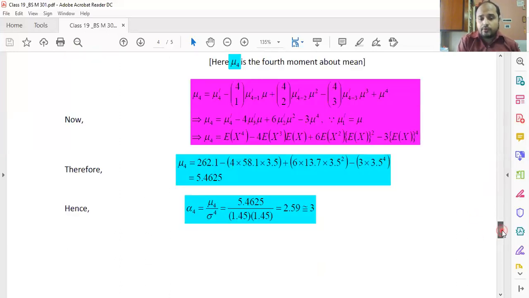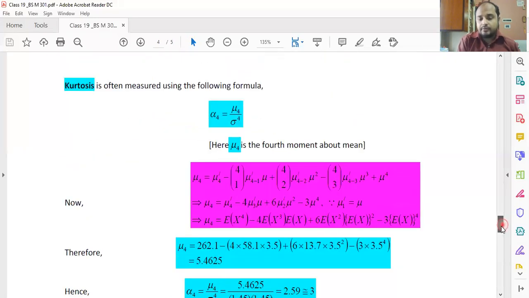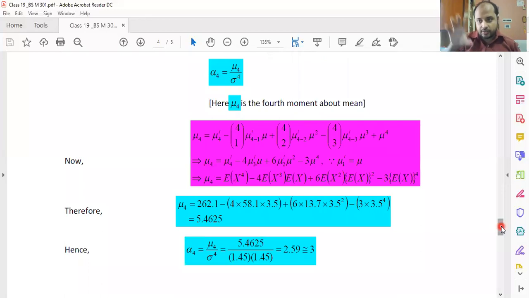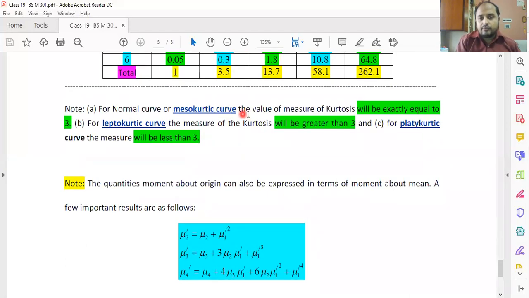And also for the mesokurtic curve or normal curve, the actual normal curve, the moderately peaked curve, the value of alpha 4 must be equal to 3. So I have written here a note. You see, the note is, for a normal curve or mesokurtic curve, the value of the kurtosis will be exactly equal to 3. For a leptokurtic curve, it has to be greater than 3. And if the curve is platykurtic, it has to be less than 3. So this particular note has to be remembered.